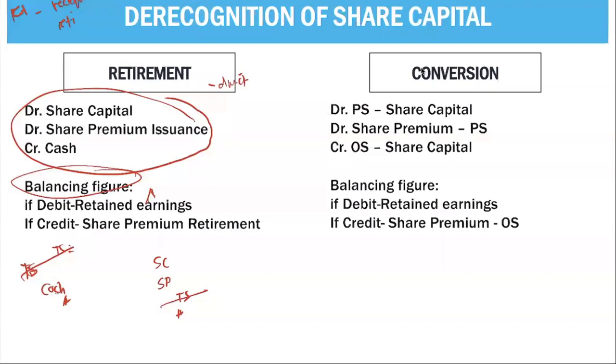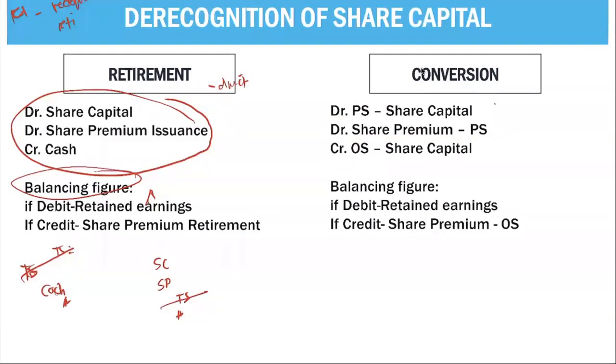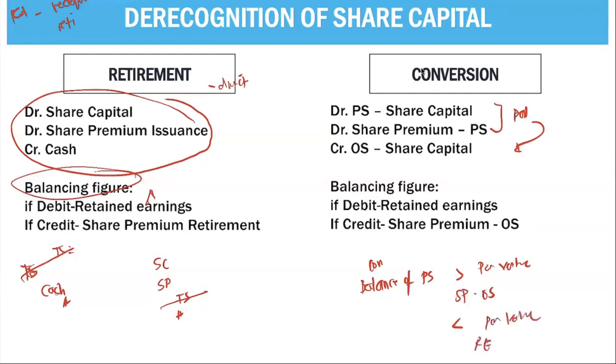Next, conversion. Pag nag-convert naman tayo, what we convert only is from OS to PS or PS to OS. So this one is a PS to OS. Whatever is the balance of the PS converted, it will be transferred to your OS. So the consideration here is the balance of PS. If the balance of PS is greater than the par value, then we will have share premium OS. If the balance of PS is lesser than the par value, then we have retained earnings.